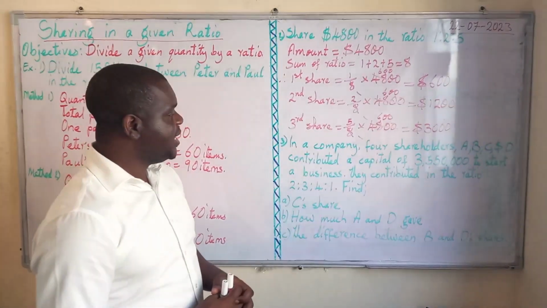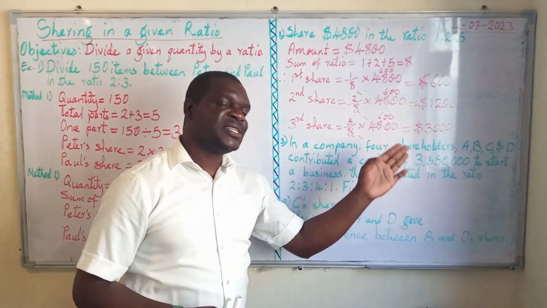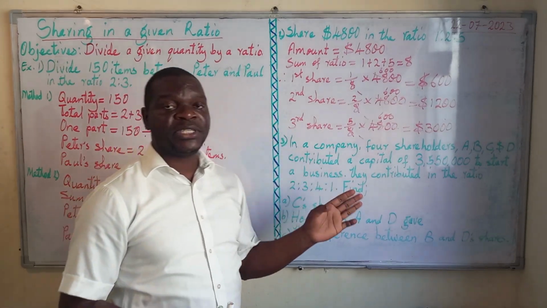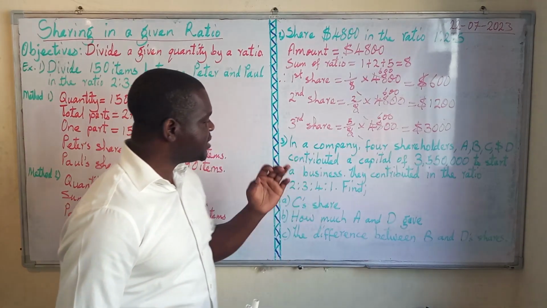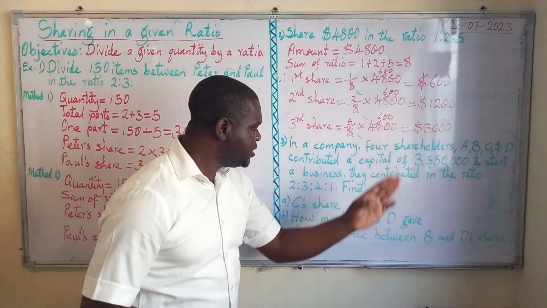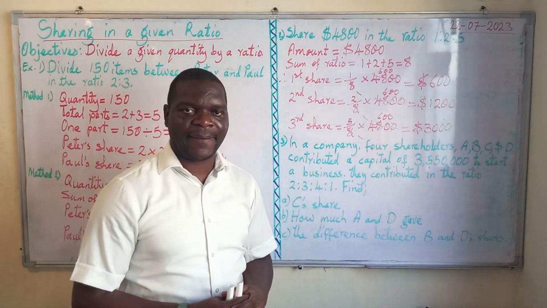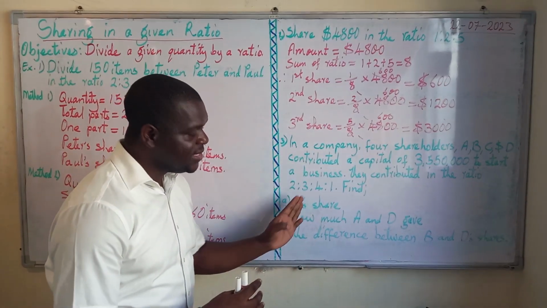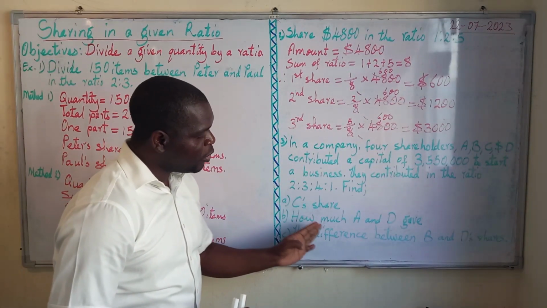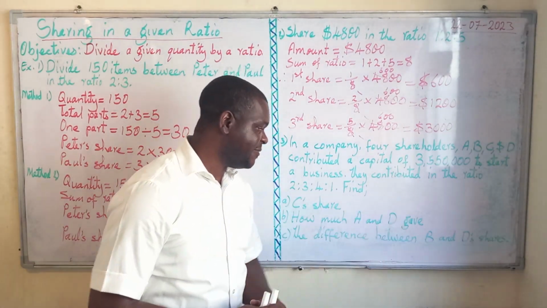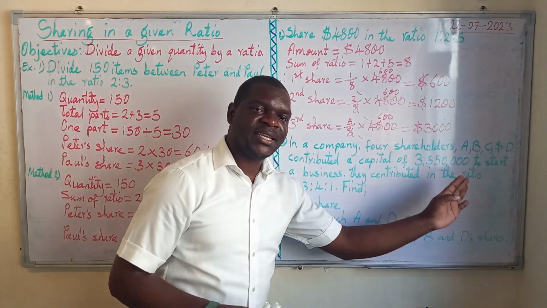Our example 3 here says, in a company, 4 shareholders, A, B, C, and D, contributed a capital of $3,550,000 to start a business. They contributed this amount in the ratio 2:3:4:1. Find A, C's share, that is how much C contributed. B, how much A and D gave. And C, the difference between B and D's share.